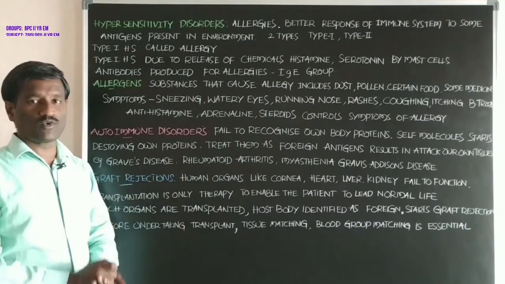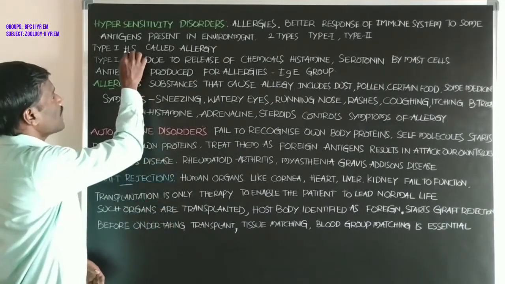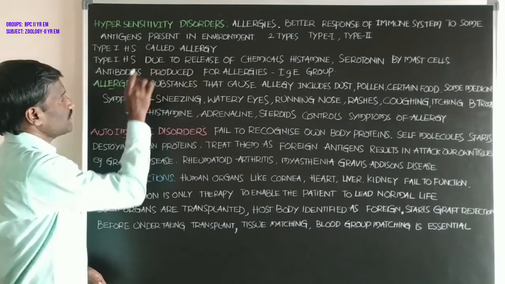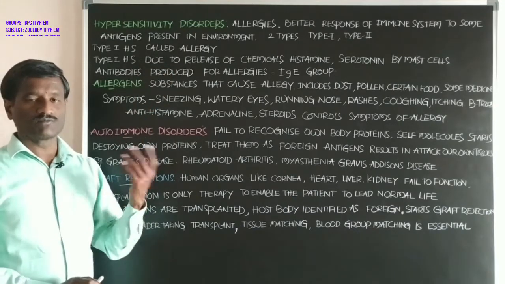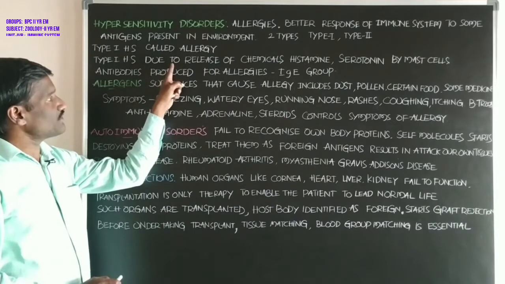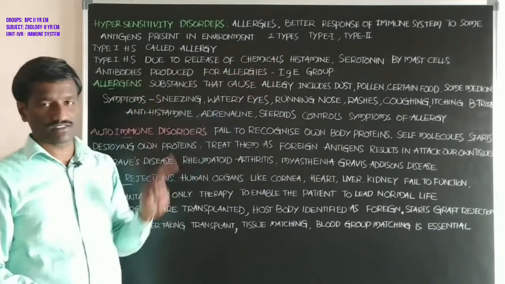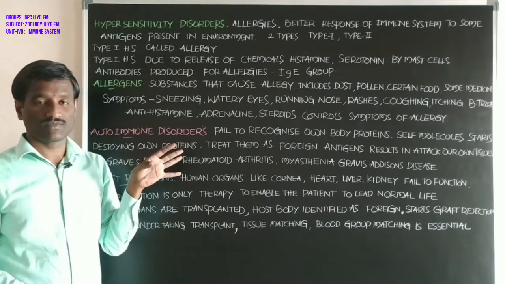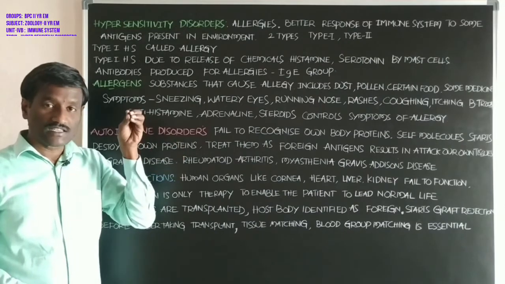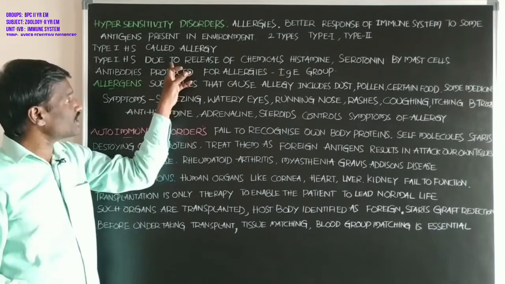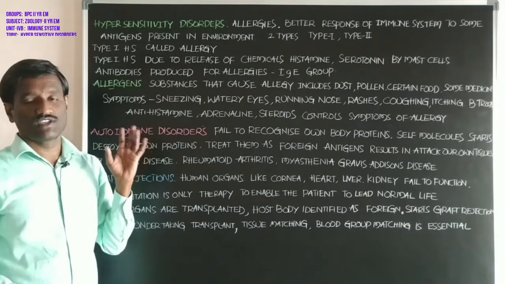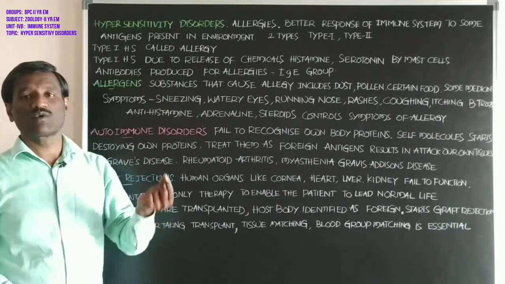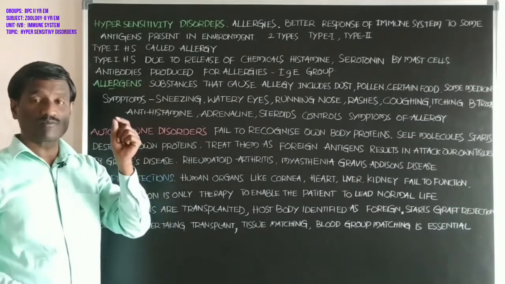Next student, what about type 1 hypersensitivity? Type 1 hypersensitivity is called allergy. If you observe, it is due to the release of chemicals. There are two types of chemicals released by mast cells: one is histamine, another one is serotonin.